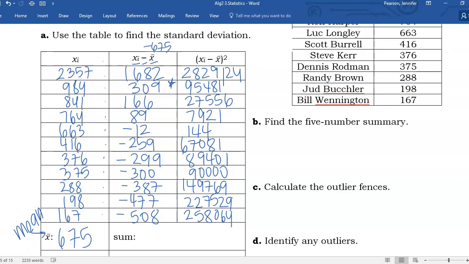What we do here is take each of those answers and raise them to the power of 2. So this is 1,682 to the power of 2. This is 309 to the power of 2. 166 to the power of 2. Each value there to the power of 2.